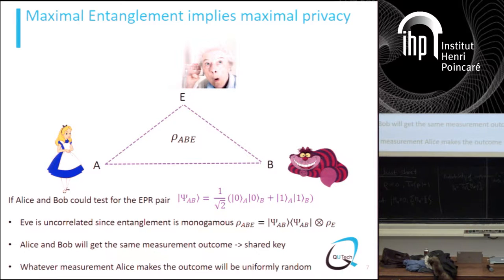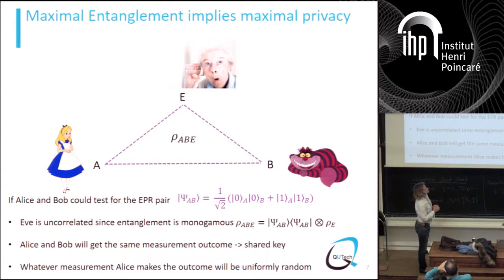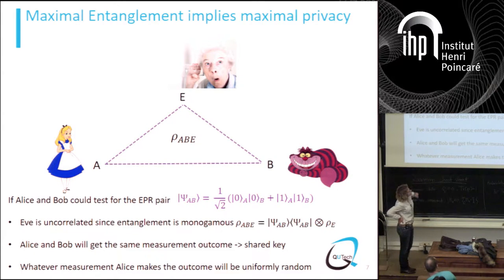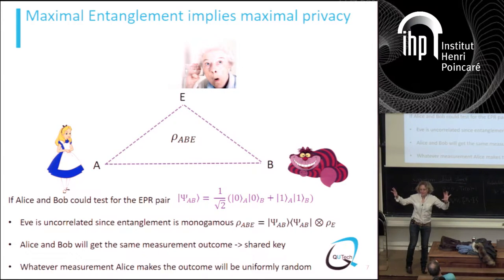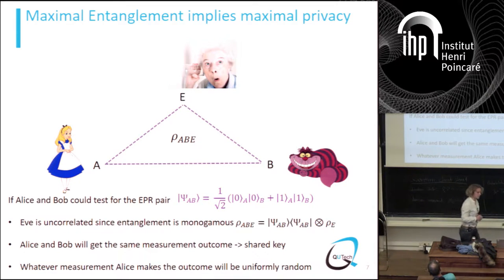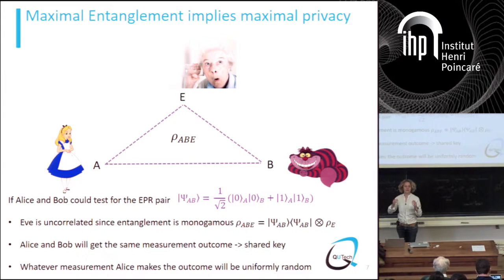And the key idea here is that, in fact, maximum entanglement implies maximal privacy. So let's for the moment assume that Alice and Bob somehow share a maximally entangled state, which we like to call the EPR pair. It looks like this, a superposition of 0,0 and 1,1. It's not important what this notation means here, but it's important to understand certain properties of this state. In particular, if we could be sure that the quantum state shared by Alice and Bob is this EPR pair, then we know that Eve has to be completely uncorrelated from them. Entanglement is monogamous in the sense that if Alice and Bob are maximally entangled, then nothing else in the universe, in particular the eavesdropper, can have any share of the entanglement.